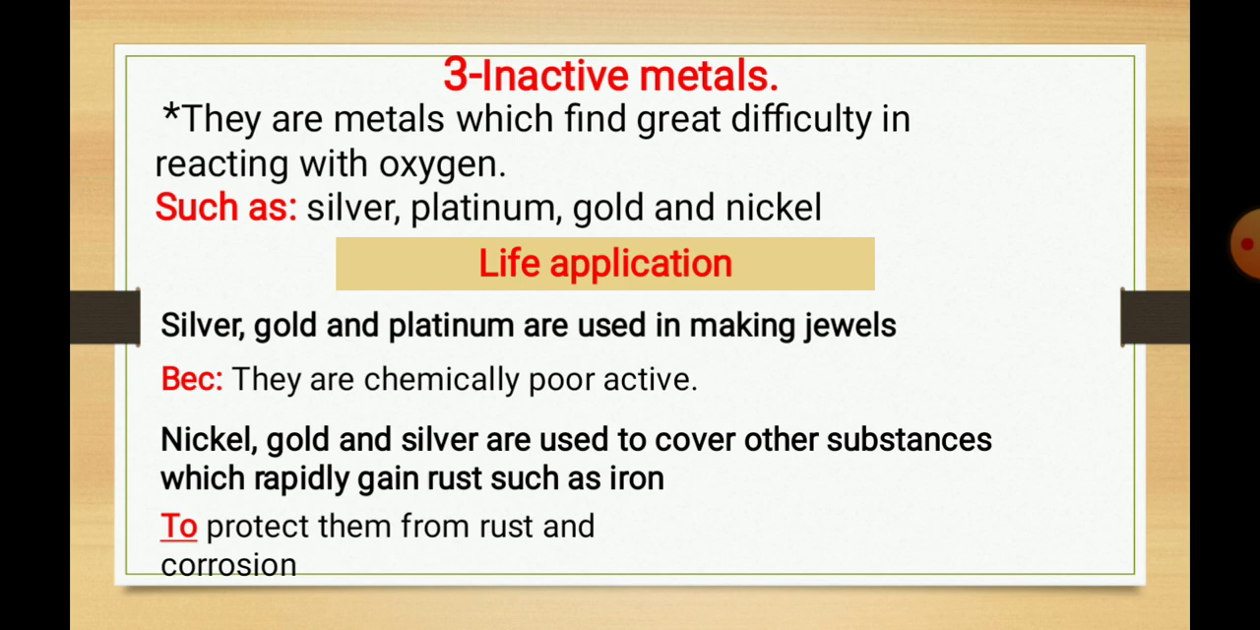And don't forget that there's a difference between very active metal, less active metal, and inactive metal. Very active metals are metals which react with oxygen when they are exposed to humid air, so they lose their metallic luster. The less active metals are metals which react with oxygen if they are left in air for some days, forming a layer of rust. And the inactive metals are metals which find great difficulty in reacting with oxygen. So if you see great difficulty in reacting with oxygen, I'm asking you about inactive metal.